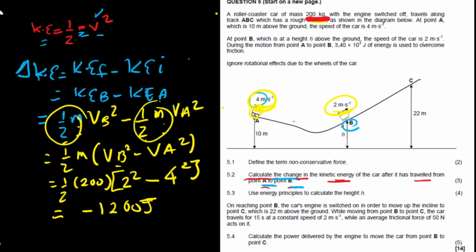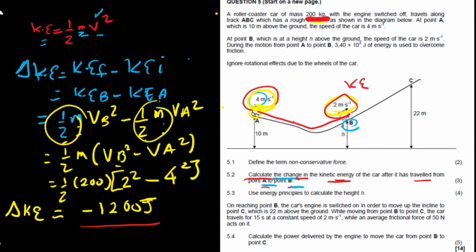Never mind, 1200 what? Joule. So this is our change in kinetic energy for this case, when an object moves from here all the way to there. But why is our kinetic energy negative? We know why it's negative, because this object starts with a bigger velocity and ends up with a smaller velocity. So if we take kinetic energy, which is smaller minus bigger, we're going to have a negative. That's why our kinetic energy change is negative, and we measure it in joule. That's the unit of kinetic energy.